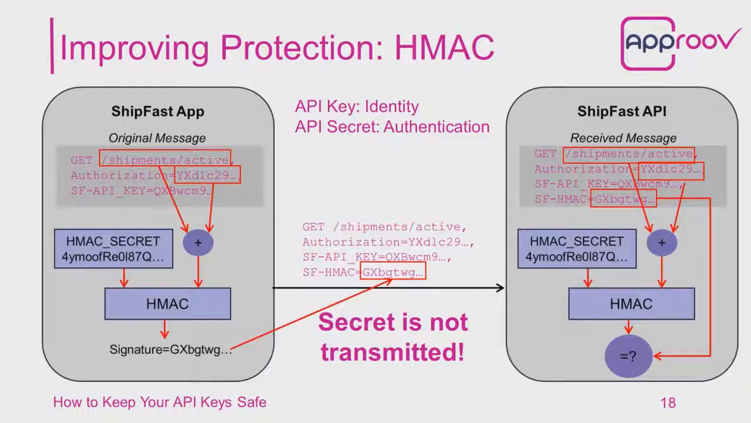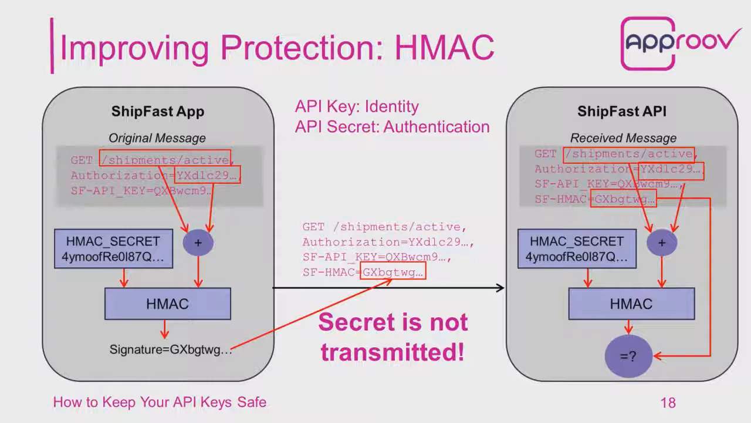So the way you actually do this is you take the initial message, you create this extra signature, and then you add this additional SF-HMAC header, along with the API key in the message. So what gets transmitted is the signature, not the secret. And on the other side, you do the same calculation on the back end. The back end obviously also needs to know what the secret is, probably looked up from the API key. You put the same stuff through HMAC, and then you compare what you got with the transmission.